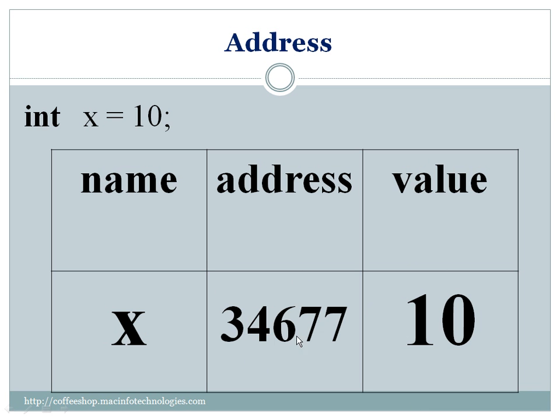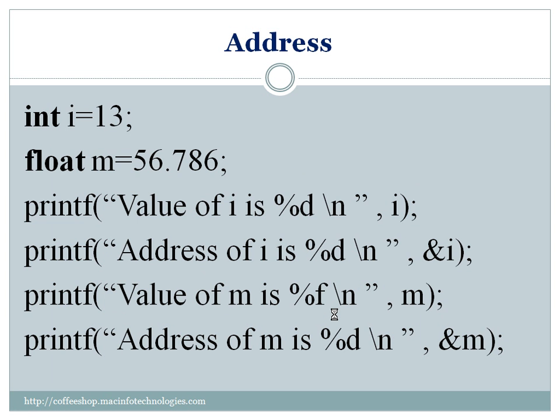So this is the value, this is the address, and there's also a name given for it, which we declare here. So we can use either x, or using a pointer we can also access this memory location. We'll see how that is possible. First we'll see what an address is and how to get an address.